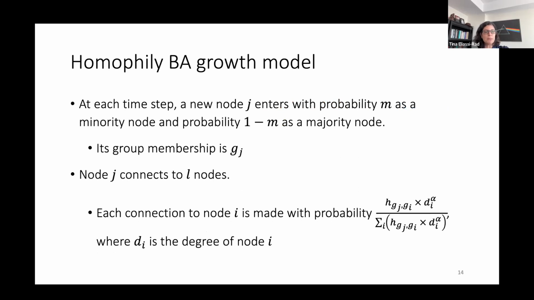So for the homophily BA growth model, what happens is at each time step, a new node comes in. It's a minority node with probability M, and it's a majority node with probability 1 minus M. And then it gets a group membership because now you're dealing with homophily. And now this new node J has to connect to L existing nodes in your graph. The way that it connects is with a probability that involves both the degree of the other node and also the group assignment of the other node.